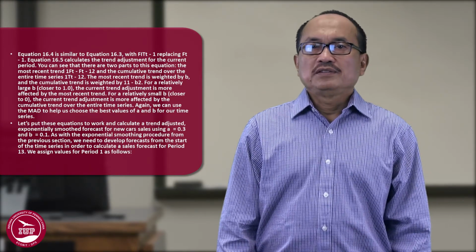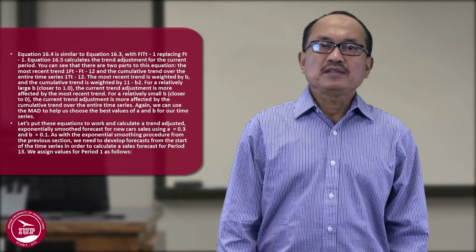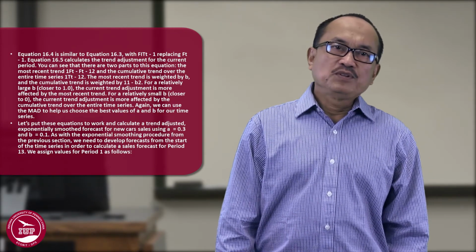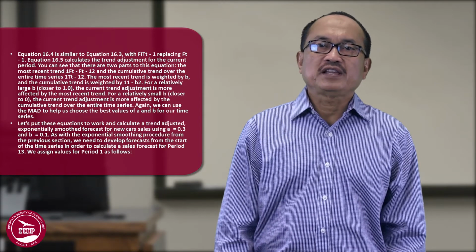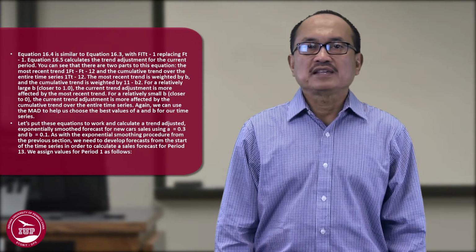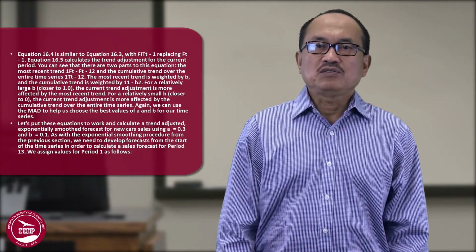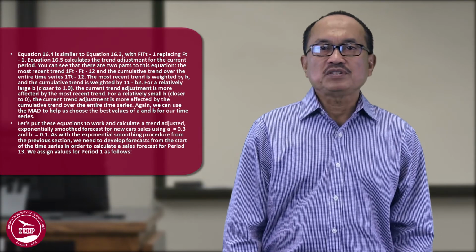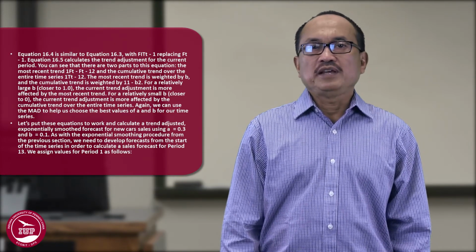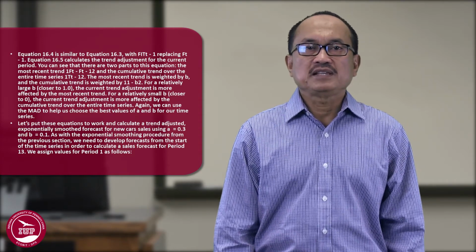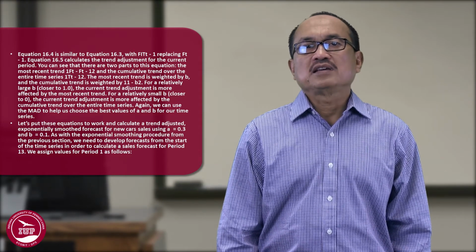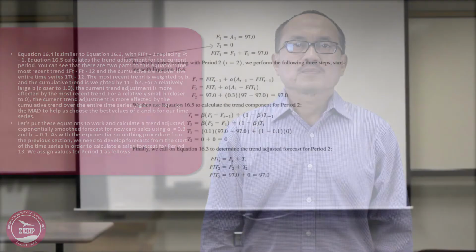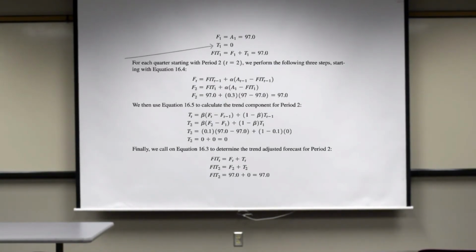Again, we can use the MAD to help us choose the best values of alpha and beta for our time series. Let's put this equation to work and calculate a trend-adjusted exponentially smoothed forecast for new car sales using alpha equal to 0.3 and beta equal to 0.1. As with the exponential smoothing procedure from the previous section, we need to develop forecasts from the start of the time series in order to calculate a sales forecast for period 13. We assign values for period 1 as follows: FIT_1 is equal to 97.